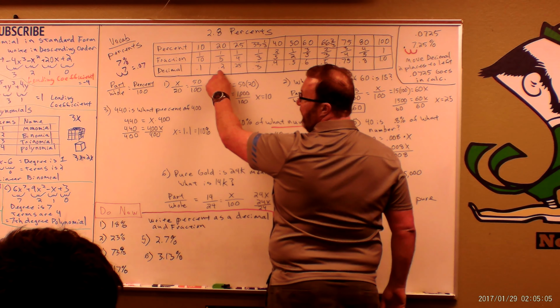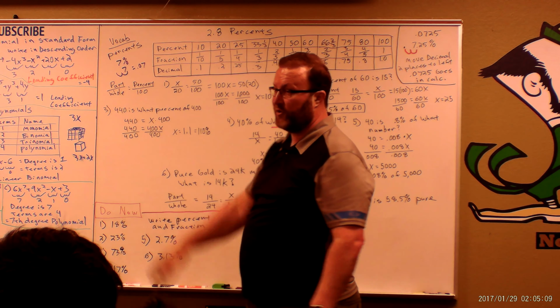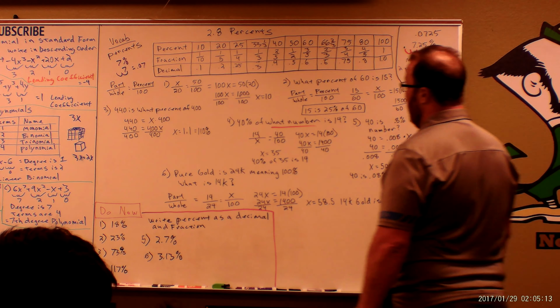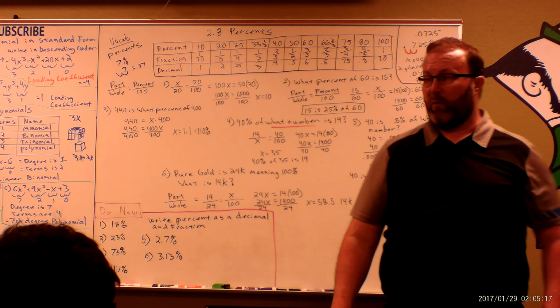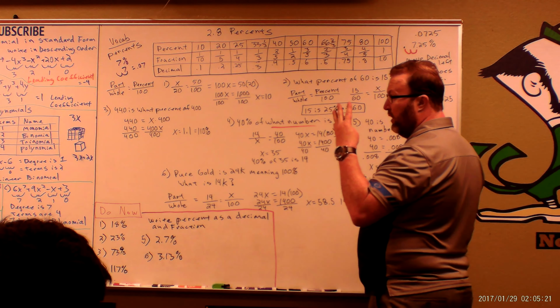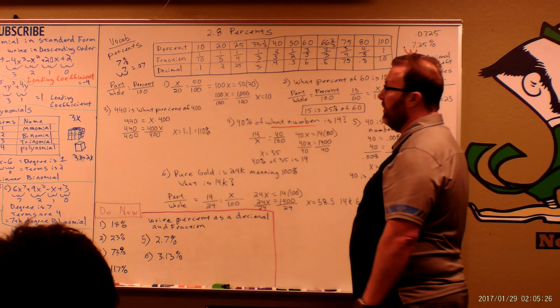So 1 divided by 5 is 0.2. 1 divided by 4, 0.25. I like to focus on this one because we understand quarters, right? 0.25? Yep, 0.25. That's what a quarter looks like, right? Well, if we have 1/4 and the whole is $1.00, we take the part divided by the whole, we get the decimal. That's how we get decimals when it comes to fractions.